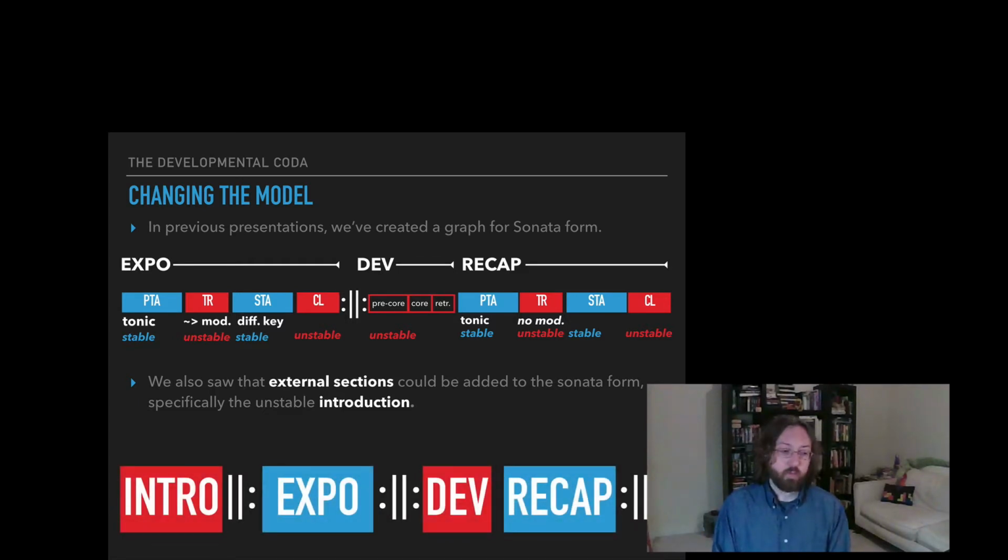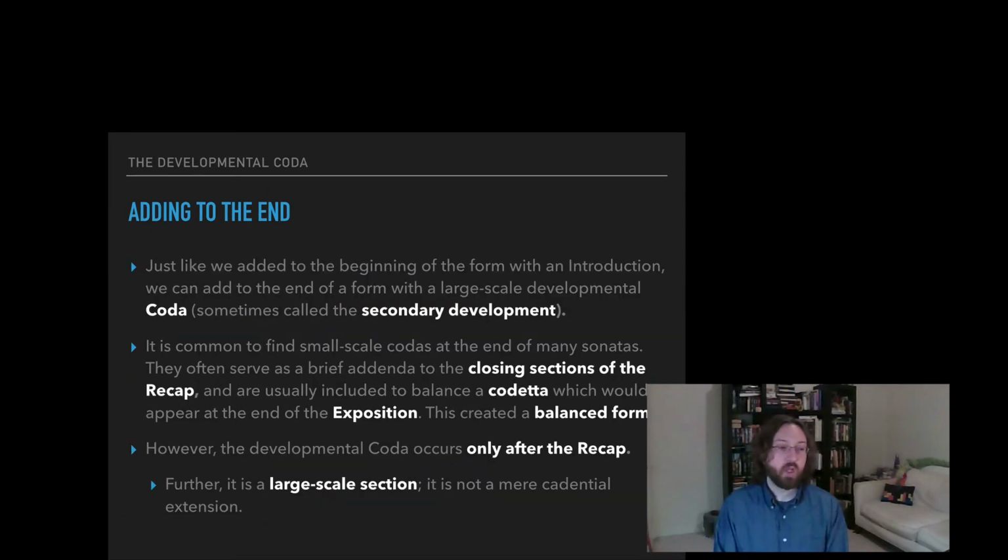introduction. We see here that it's balanced with alternating between relative stability and instability in the large-scale regions, and that the introduction was outside the normal sonata form as defined by the repeat signs. Now, instead of adding to the beginning, we're going to be talking about adding to the end.